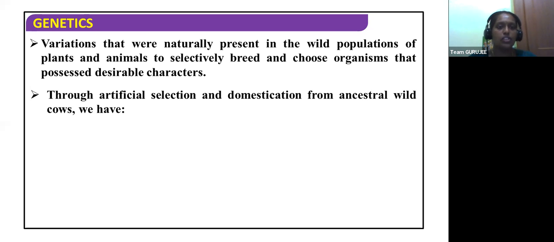So the idea was to selectively breed these organisms together for the betterment of the society or population. This had happened naturally in the wild. Till today in the wild, new varieties of plants and new varieties of butterflies are all coming because of selective breeding.